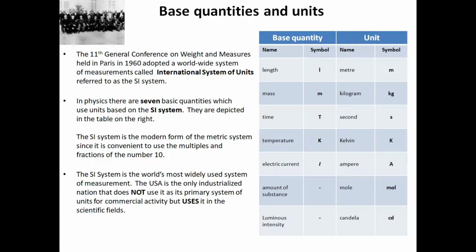Now, in physics, there are 7 basic quantities which use units based on the SI system, and they're depicted in the table on the right. The SI system is a modern form of the metric system, since it is convenient to use the multiples and fractions of the number 10. The SI system is the world's most widely used system of measurement. The USA is the only industrialized nation that does not use it as its primary system of units for commercial activity, but uses it in the scientific fields.